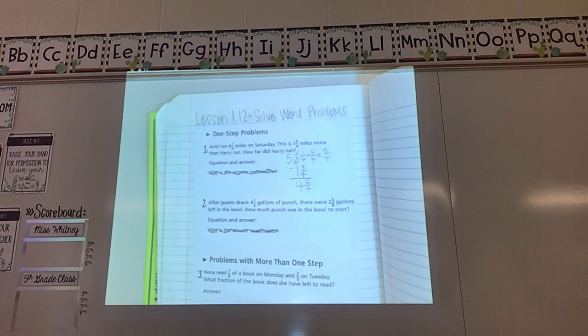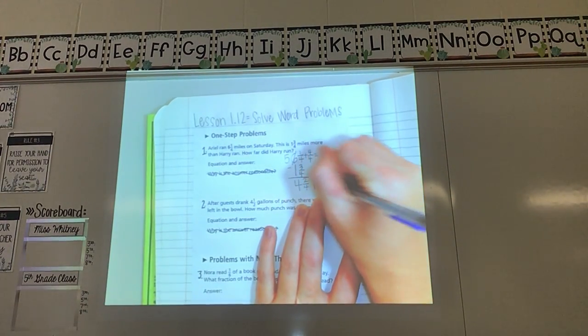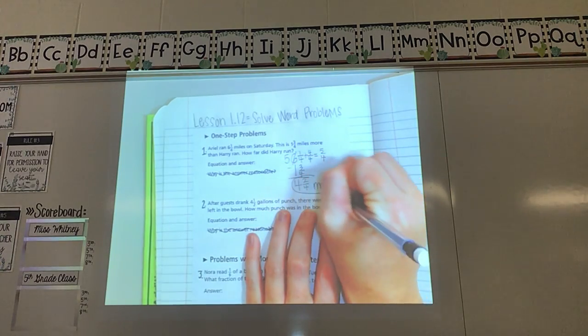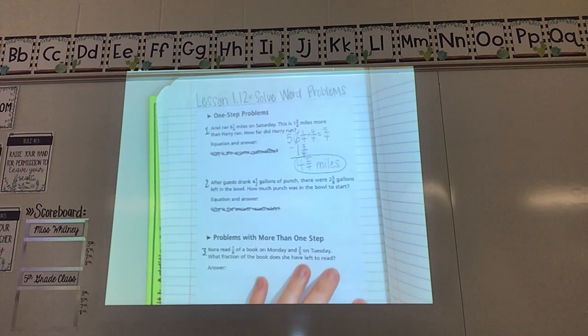And since it's a word problem, we want to have our label. Let's think. What would our label be? 4 2/4 miles. We were talking about how far they had run, and they were running in miles. So it'd be 4 2/4 miles. All right, let's try another one, number 2.